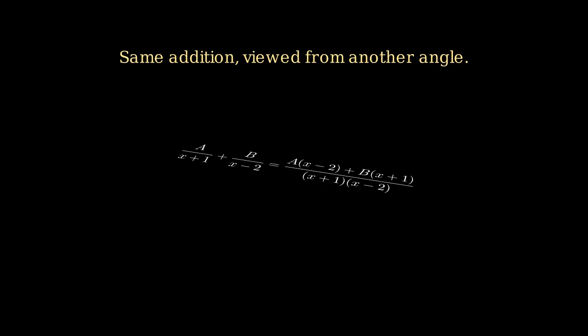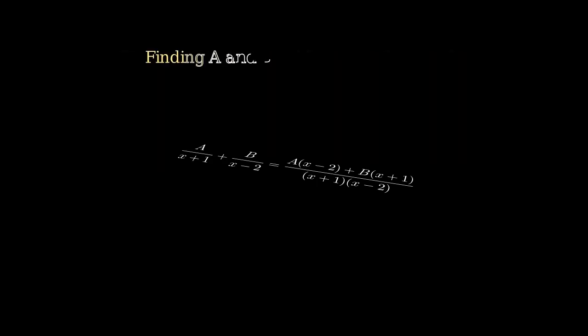The common denominator sits underneath both original terms, and undoing it means finding the two numerators, a and b, that would have produced exactly this combined fraction. Let's do a full worked example.